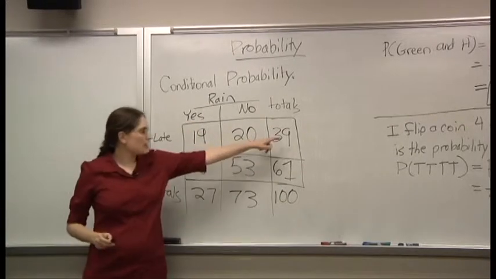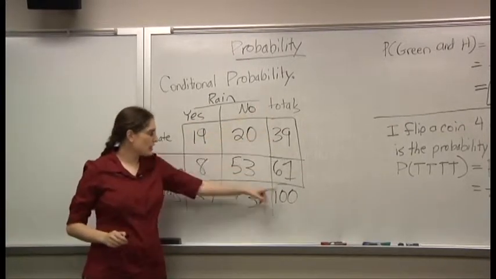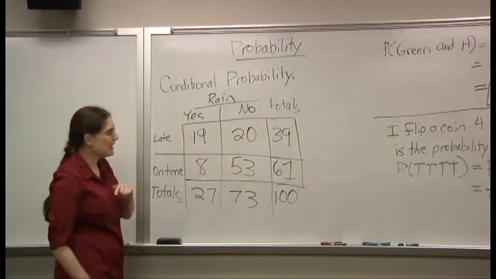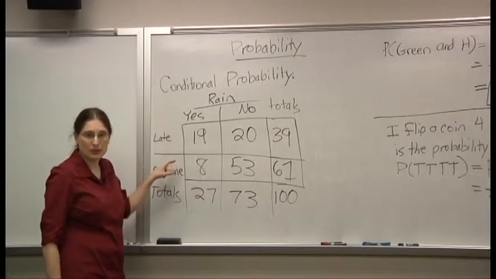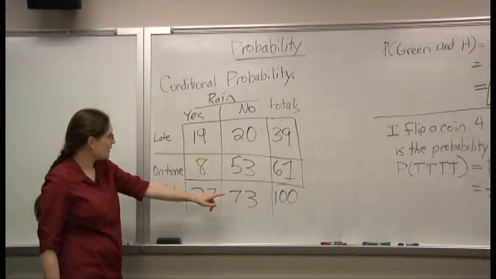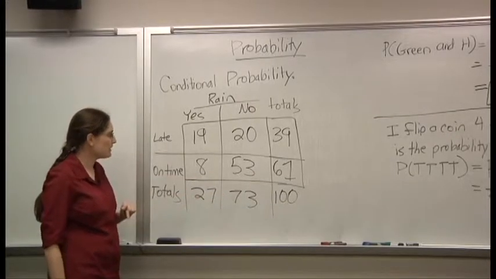And once again, every row should add up to its total. Every column should add up to its total. There were 100 days altogether in the sample: 73 with no rain, 27 with rain.